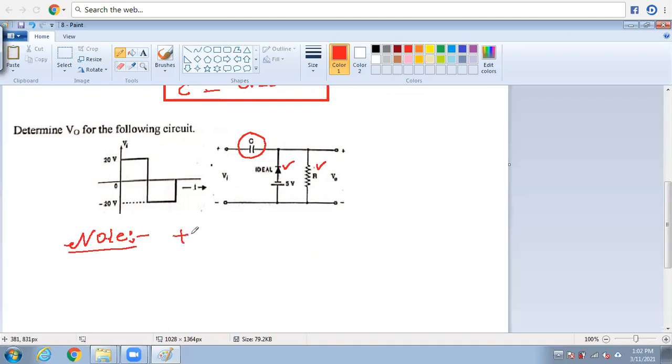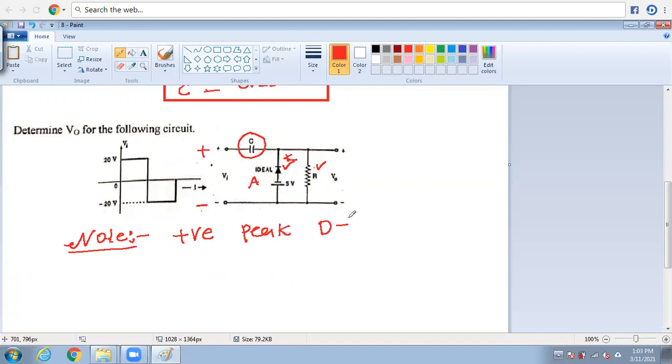For example, what happens if you apply the positive peak? This is the positive terminal and the other one is the negative. This positive is connected to the cathode terminal, and this is the anode terminal. So this positive peak is connected to the cathode terminal. In case one, what happens? In case one, this can be treated as a diode.